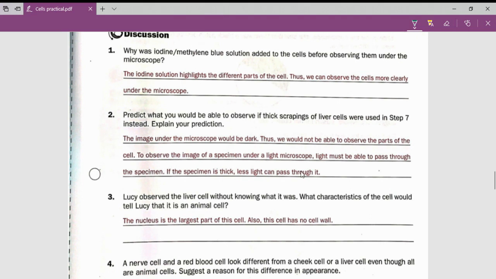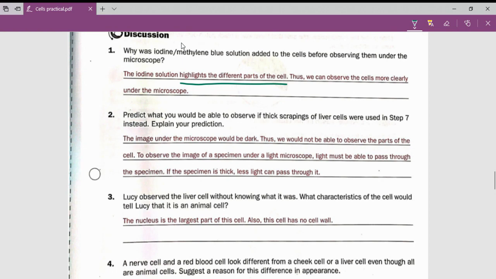Okay, biological drawing. Okay, let's run through some of the discussion questions. The first one is why we are using iodine. Okay, for the first one, if you remember, probably not for this experiment, we didn't do this experiment. For the plant cell, when we asked you to take out the epidermis of the onion cell, we actually asked you to put 1 drop of iodine. Okay, because the epidermis looks like a colorless layer, so it's going to be difficult for you to see the lines and all that. Okay, basically the iodine solution highlights the different parts of the cell, so you can observe more clearly under the microscope.